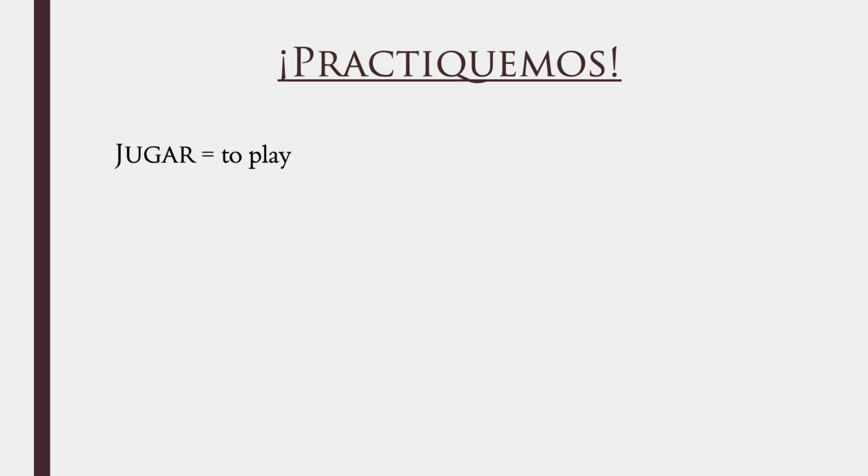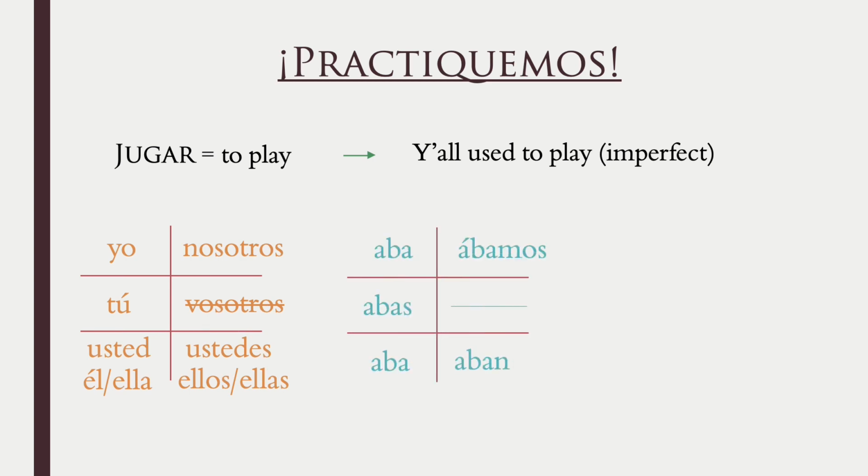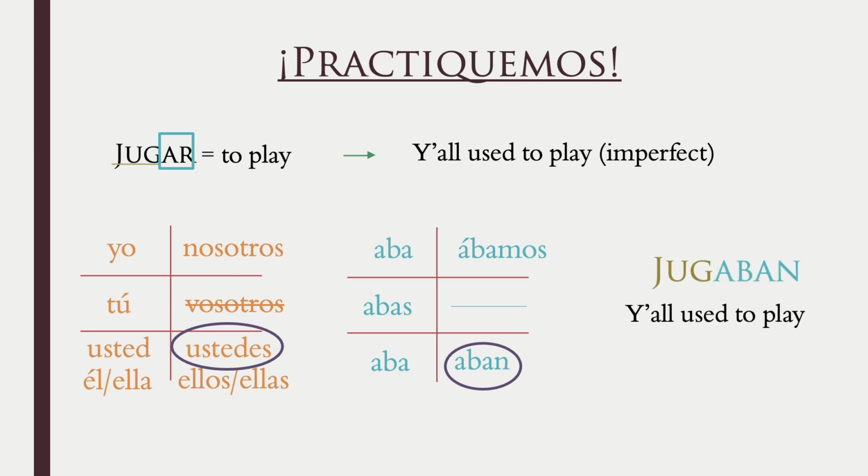Jugar is to play. So if I wanted to instead say y'all used to play in the imperfect tense, I have to look at my endings. And y'all is this ustedes here. So my ending that I want to swap out would be aban. So I keep this stem the same, swap out this AR for aban, and I get jugaban. Y'all used to play. And that's el fin, the end. Bien hecho.